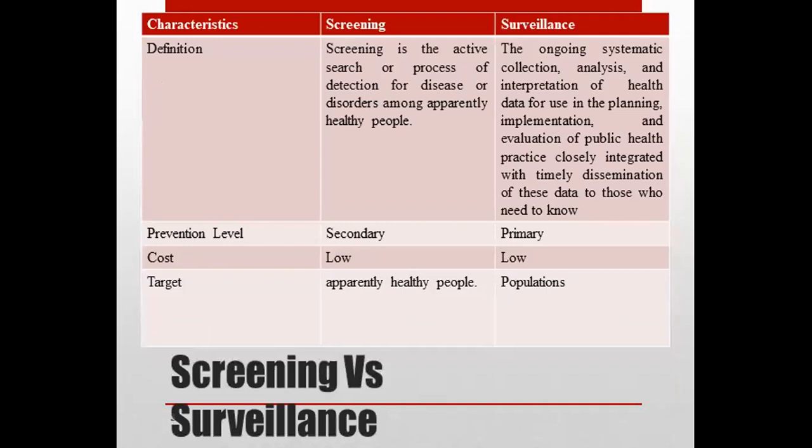If we look at the difference between screening and surveillance, screening is an active search for, or process of detection of, disease among apparently healthy people, whereas surveillance is the ongoing systematic collection, analysis, and interpretation of health data for use in planning, implementation, and evaluation of public health, closely integrated with timely dissemination of data. Screening is a secondary level of prevention, whereas surveillance is a primary level of prevention. Both have low cost. The target population for screening is apparently healthy people, whereas the surveillance target is the population.